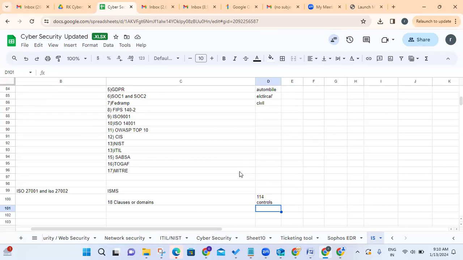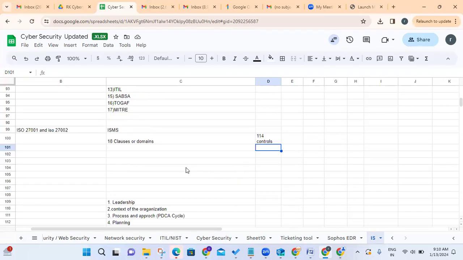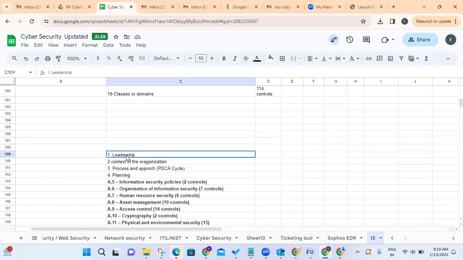So all those 18 clauses are here, as you can see. The first one is leadership. Who will fall under the ISMS team? Who is the CEO, CTO, CISO, and who are the ISMS members? That is part of the leadership team. Second, context of the organization. What is the vision, mission, goals and objectives of the organization? That will fall under context of the organization.